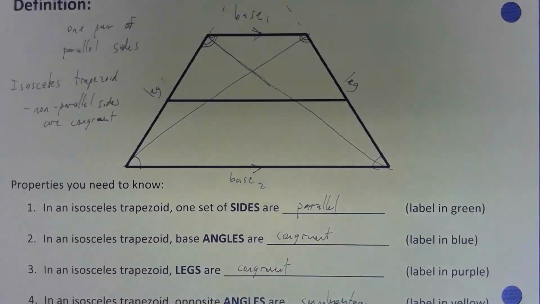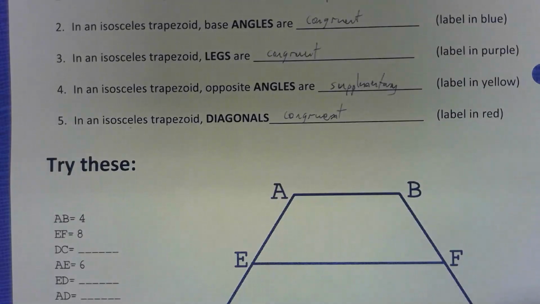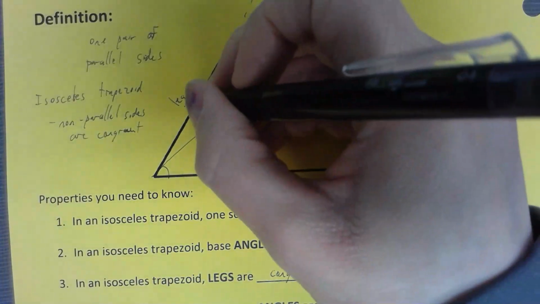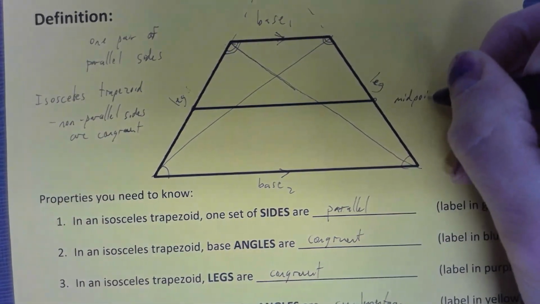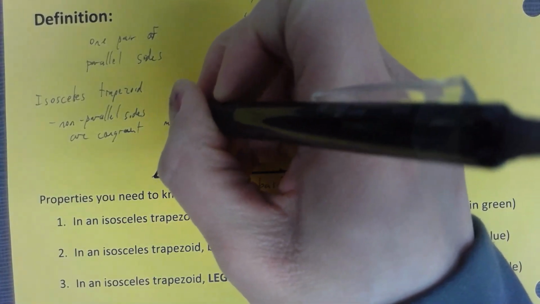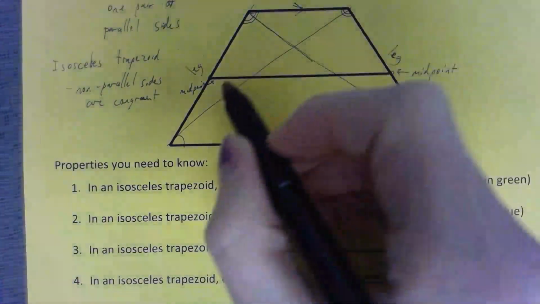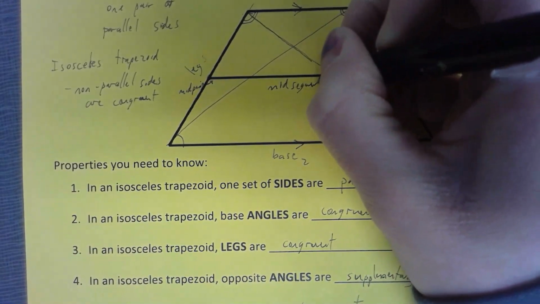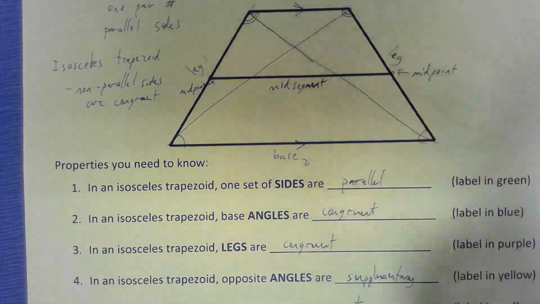And then one last property that we don't have listed here but is going to be necessary for finding some of our missing pieces. This middle segment here, if these are the midpoints of the legs, if this is a midpoint and this is a midpoint, then this segment in the middle here is called a mid-segment. Sorry, my handwriting didn't quite make it there.